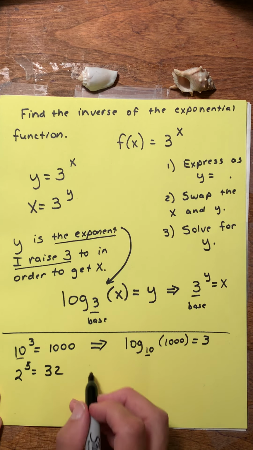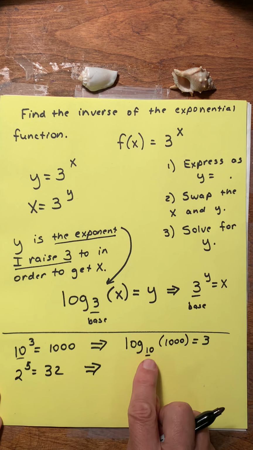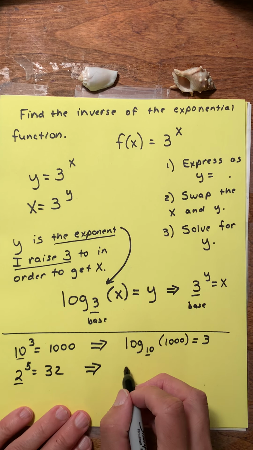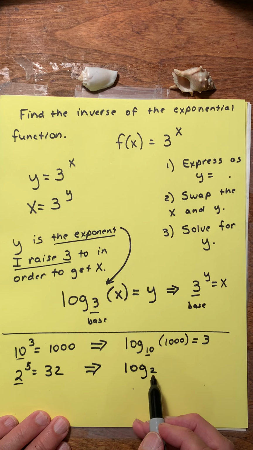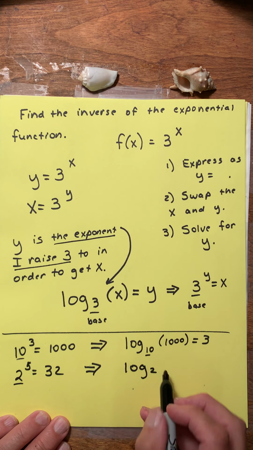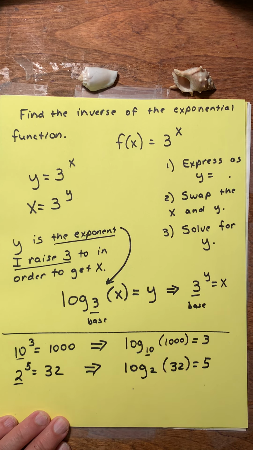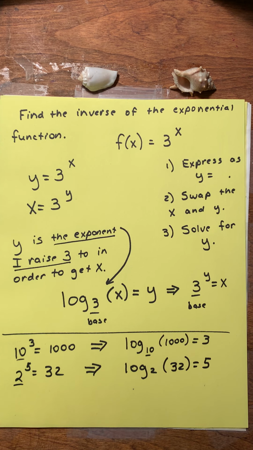How about this one? Can you put this in logarithmic terms? And keep in mind the base is going to be the base of your log. So log base 2, that's the base. The exponent that I raise 2 to in order to get 32 is 5. 2 to the 5th power is 32. Well, how about if we're going the other way?